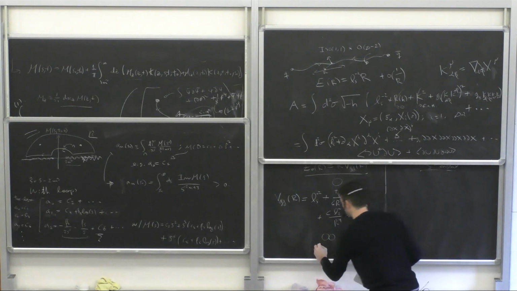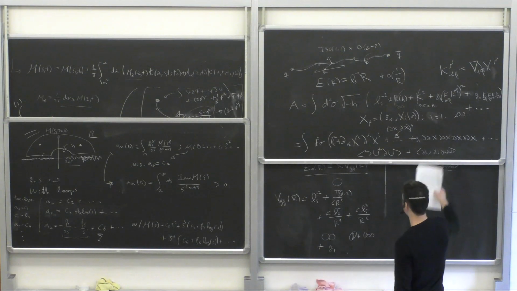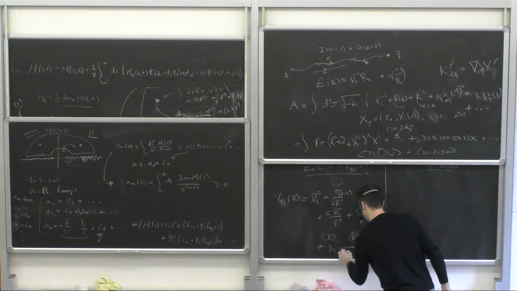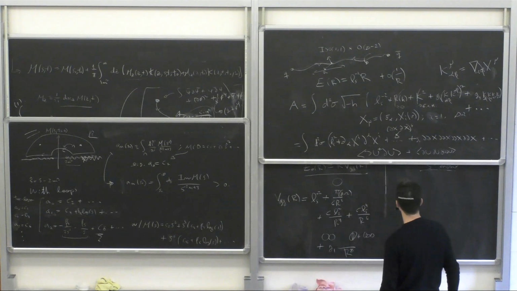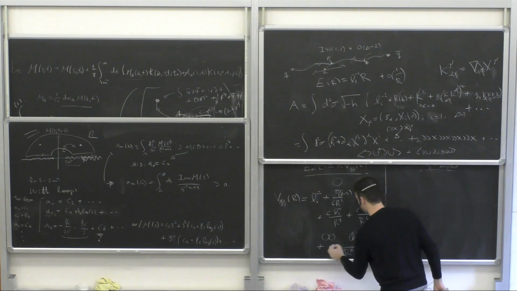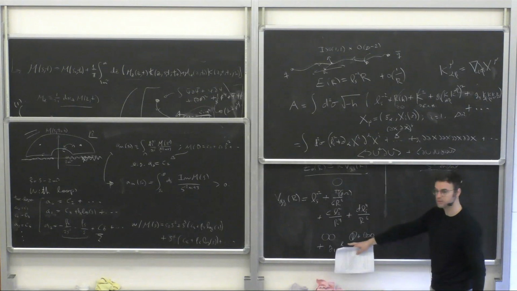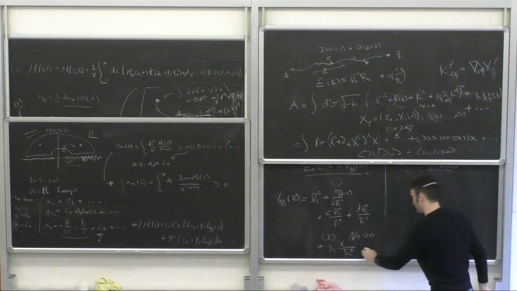And then finally, we'll get something proportional to G1, okay, which comes with R to the 8, okay, and some calculable coefficient here, okay, and similarly for G2.